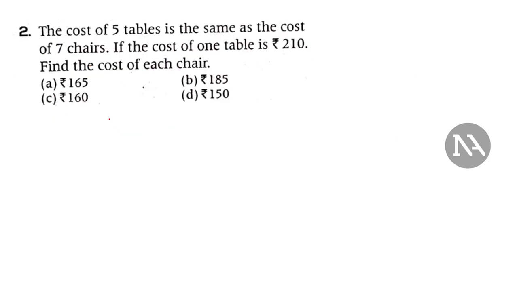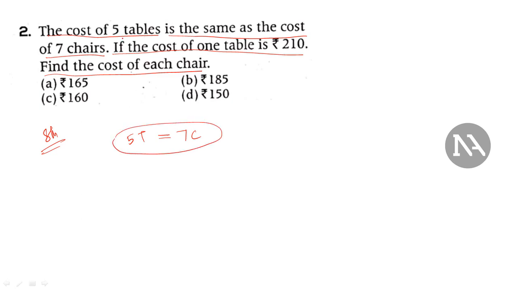This is the next question. The cost of 5 tables is the same as the cost of 7 chairs. If the cost of 1 table is 210, find the cost of each chair. Here the relationship they have given is that the cost of 5 tables is equal to the cost of 7 chairs, right? This is the relationship they have given in the first statement.